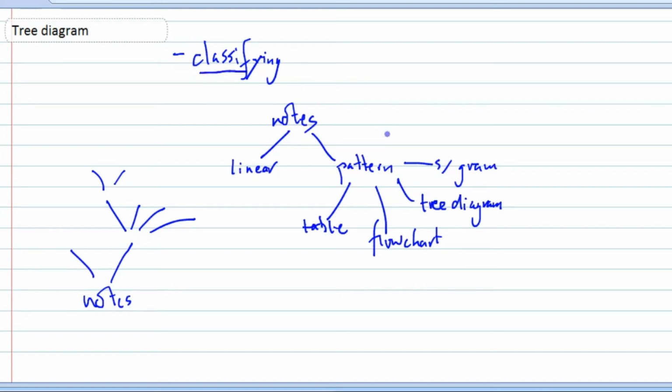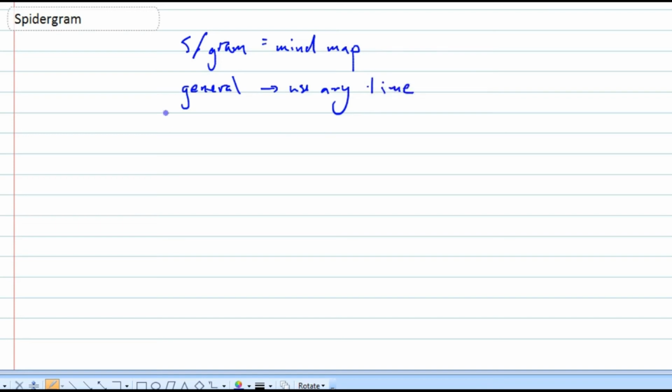So finally, let's talk about spidergram, which is also known by other names, especially mind map. That's maybe the most common way to refer to it, although personally I don't like to use the word mind map because mind map is often used for brainstorming when you're writing rather than taking notes. So this type of notes does not have a specific purpose, it's just general purpose notes, which means you can use it any time. And it's especially useful when you have one central idea and several subtopics related to that idea.